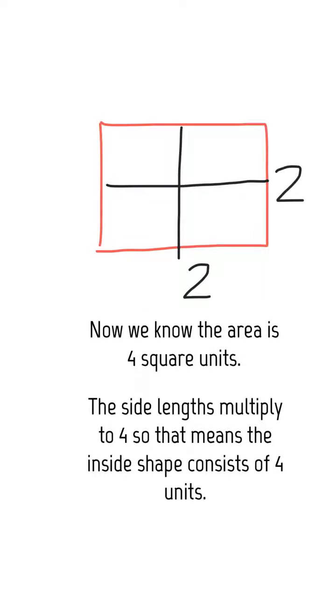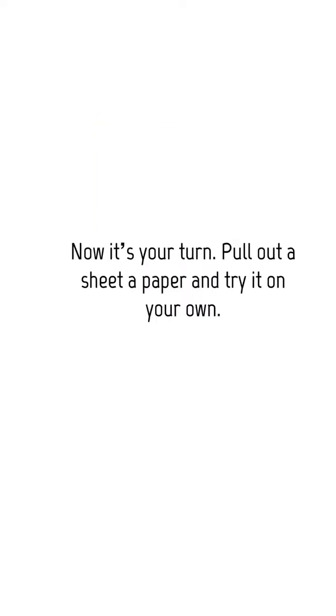We know that 2 by 2 is 4, so that means the shape's area is 4 units squared, meaning the inside shape consists of 4 units. Now it's your turn to find the area of a shape I will give you. Make sure you have a pencil and paper handy.